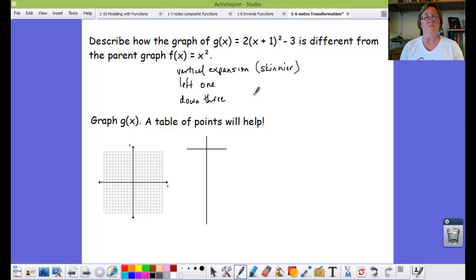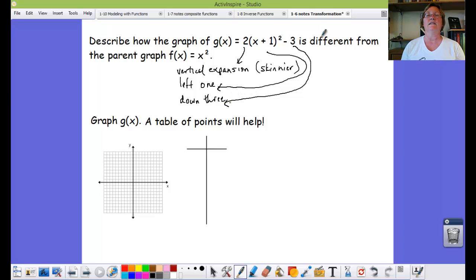Here are my thoughts. The 2 here produces a vertical expansion. That is, it will get more vertical or become skinnier, if you will. The 1 here gives us the left movement. Remember, that goes the opposite of the way that you think it would. Okay, inside the parenthesis, that +1 is really moving things to the left. And then finally the constant down 3. Okay, that thing is added after the function part of it. That means it's a down.